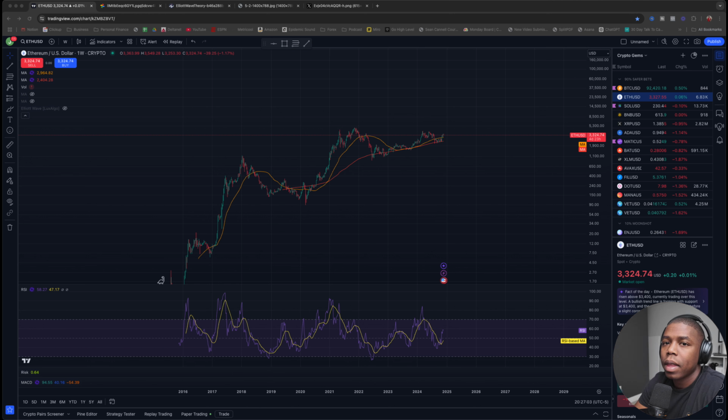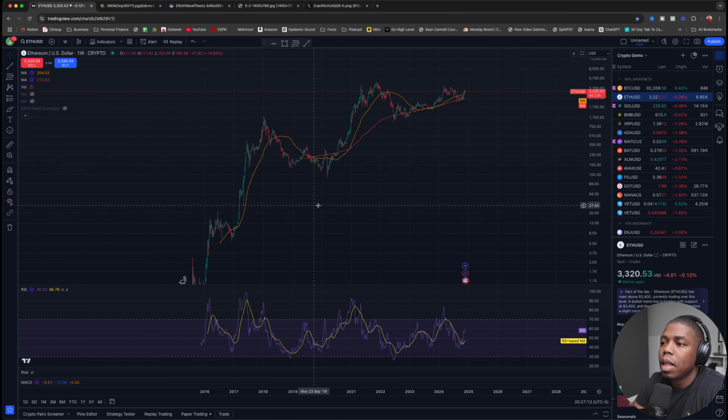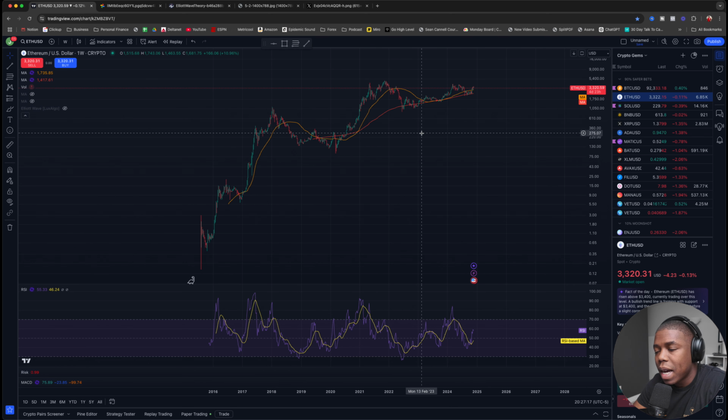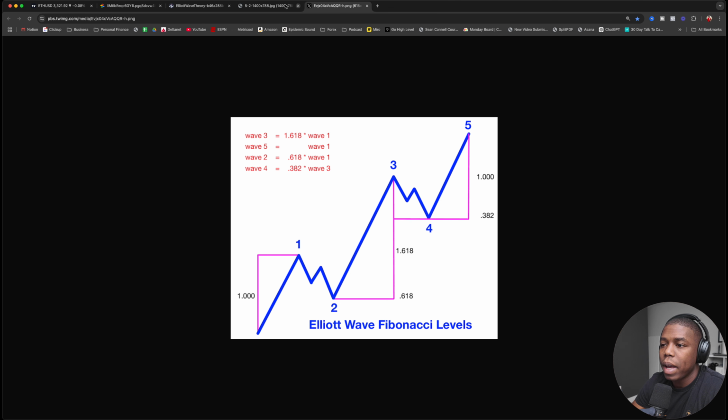Let's jump in. So we have Ethereum on the weekly time frame looking at a logarithmic scale. If you see my other videos, you know that I like looking on a log scale just because it helps me to see the patterns and the price movement of these big, massive crypto moves. So on the chart, I see multiple patterns forming, but the first one that I want to break down for you is just a typical Elliott wave pattern.